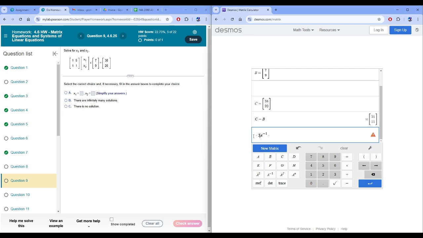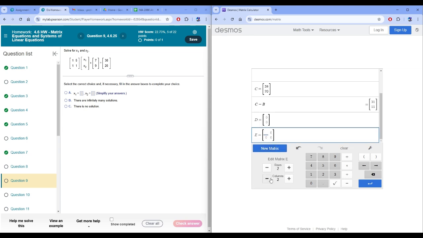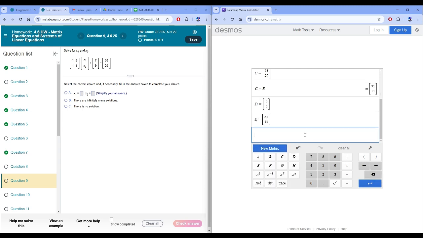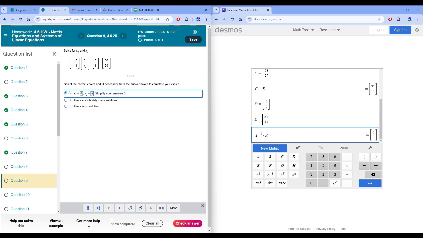I don't know how to get the previous. That's 31 and 11. So now let's go new matrix, and let's do a 2 by 1, and then make this 31. Oh, 31. Come on, I'm stupid. 31 and 11, new matrix is a 2, 31 and 11, which equals that. And then it's going to be A inverse times E, which gives me 6, 5. So then this should be 6, that should be 5, and there we go.